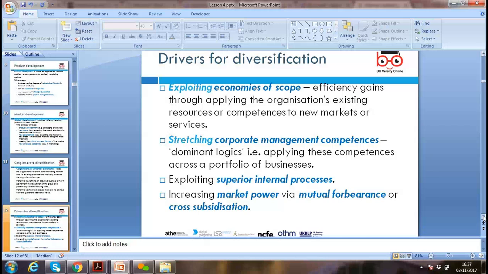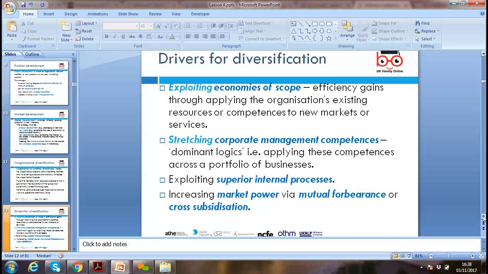Efficiencies can be gained by applying the organization's existing resources. We have resources, so what is empty? Our hotel rooms are 60% booked, and the rest are empty. So how will we fill them? Like a book shop, hotel, restaurant or bar, in the daytime they reduce the prices, and in the evening or at the weekend they have different prices, because they want to work at full capacity. Otherwise, spare capacity is a waste.